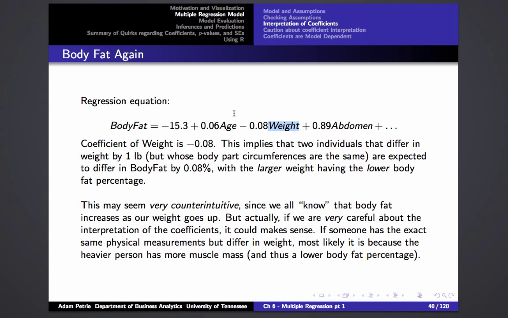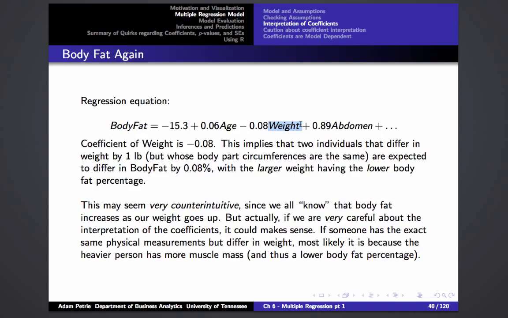So the two individuals that we are comparing are identical in terms of age, abdomen circumference, chest circumference, etc. Basically these two people have the exact same physical dimensions and age, except they differ in their weights. Now that's a little bit weird to find two people with the exact same physical dimensions and age, but weighing different amounts. But if those two people existed, really the only way that they could differ in weight is if the heavier person had more muscle.